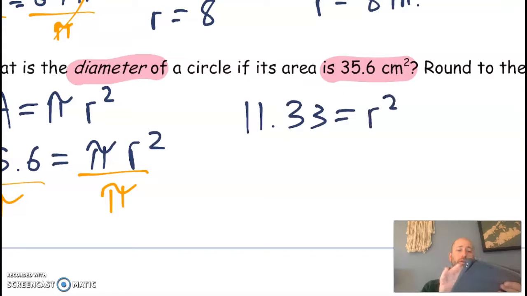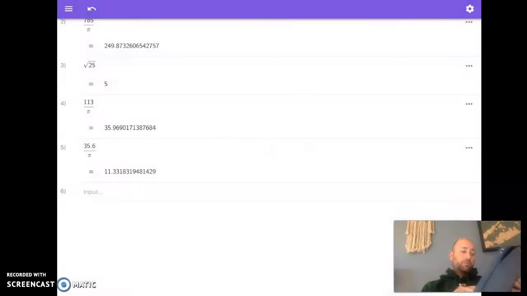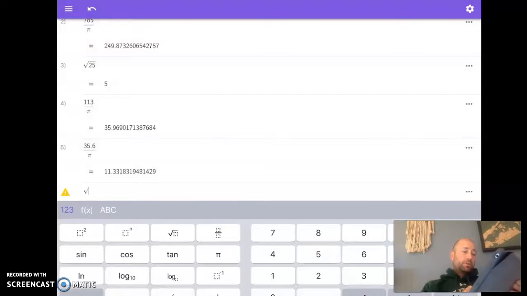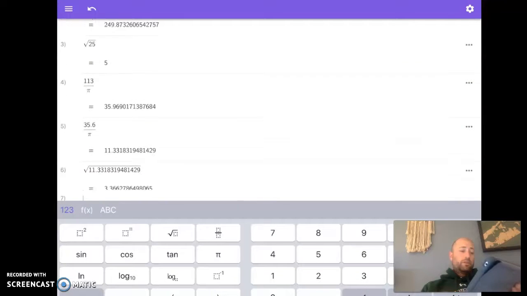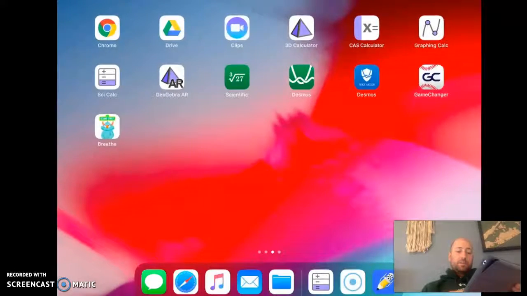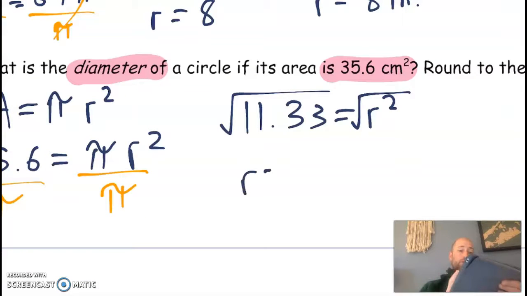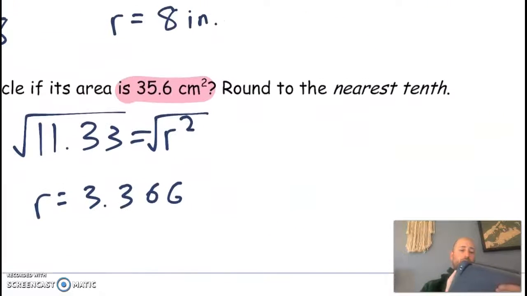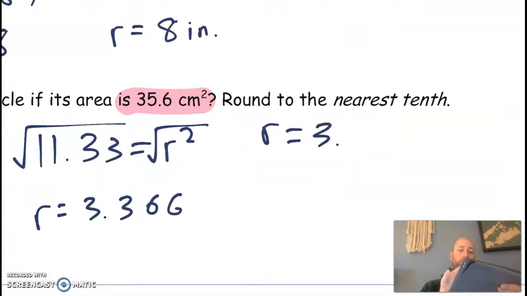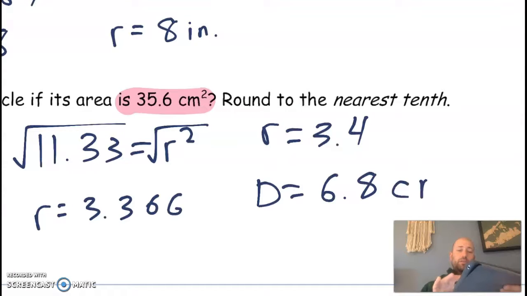Okay, so 11.33 is equal to our radius squared. So I'm going to take the square root of that. And the other ones were perfect squares, so I knew the answers. This one I have no idea, so I'm going to say give me the square root of our previous answer, which equals 3.366. So the radius is equal to 3.366. Let's see, we're rounding to the nearest tenth. So we'll call that radius 3.4. We are looking for the diameter, which in this case is going to be double of 3.4, or 6.8 centimeters.